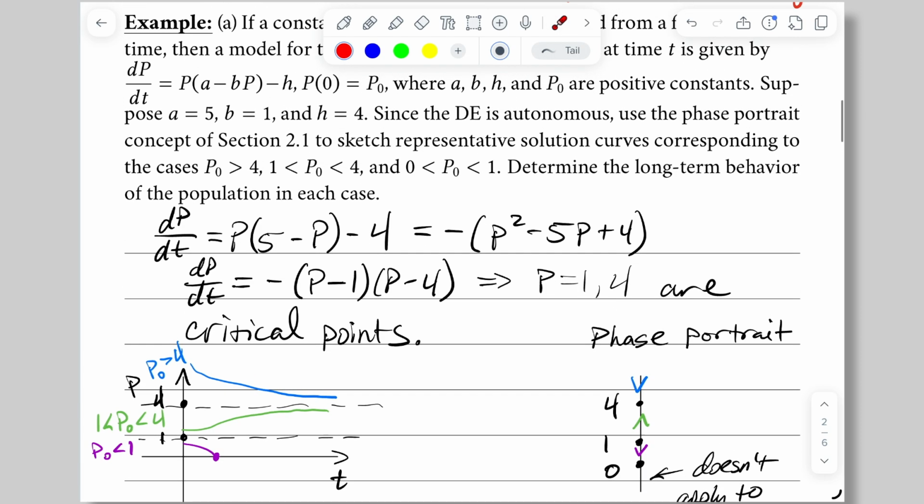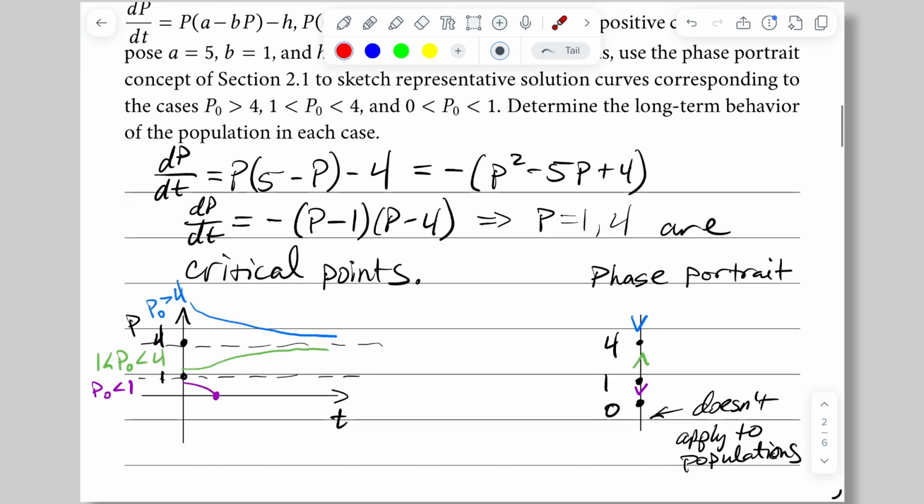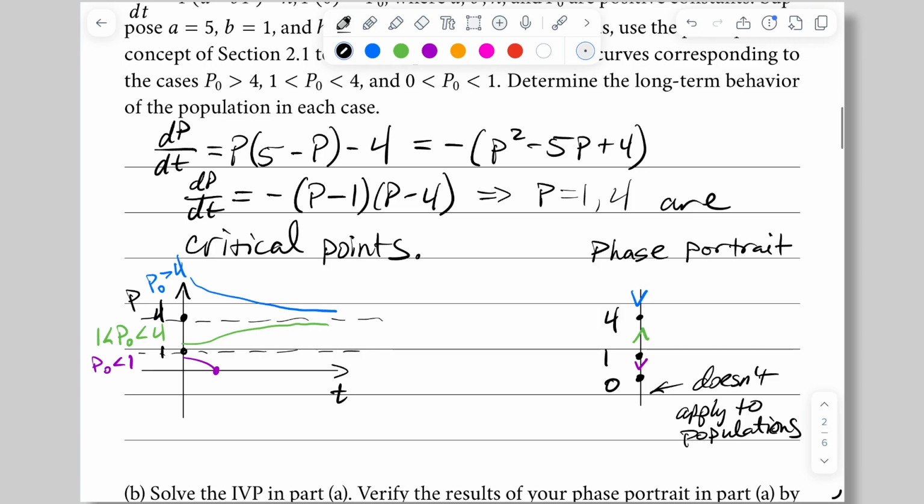But let's go back to the instructions here. Since the differential equation is autonomous, use the phase portrait concept of section 2.1 to sketch representative solution curves corresponding to the cases P naught greater than 4, between 1 and 4, and between 0 and 1. Determine the long-term behavior of the population in each case.